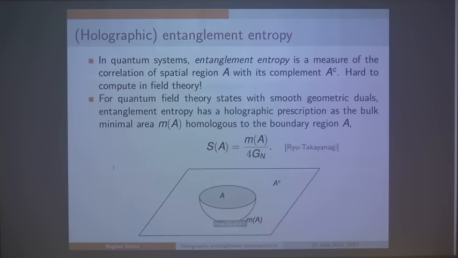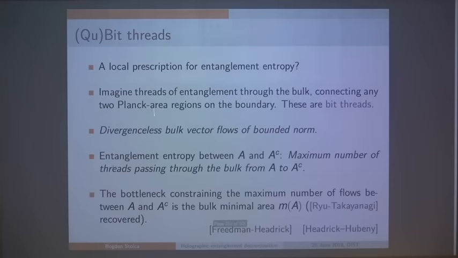Now, everyone knows that in holography, the entanglement entropy of some region A on the boundary is given by the minimal area in the bulk, so that's the Ryu-Takayanagi formula. So this has been around for a while now. However, recently there was a different prescription introduced in the form of bit threads, which aims to make the Ryu-Takayanagi formula more local.